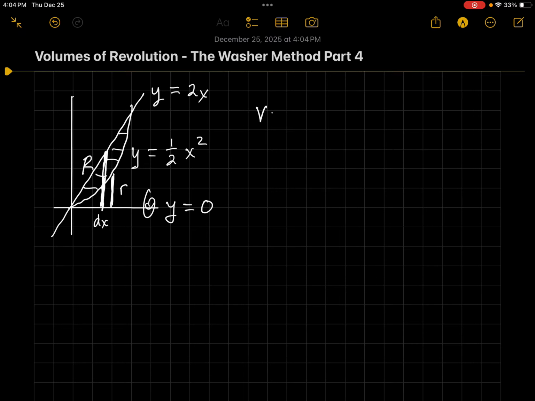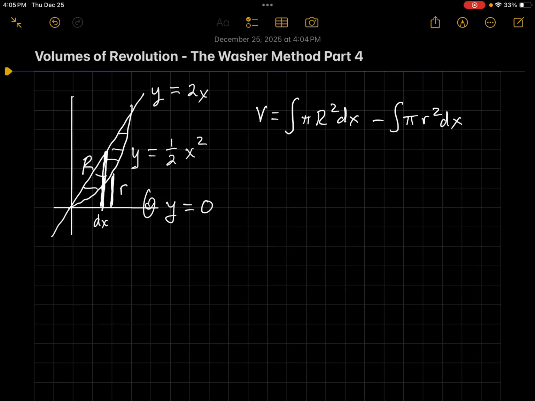So my volume will be the bigger cross sections minus the smaller cross sections. And there are a few things missing here. I'm missing the length of my radii, but I'm also missing the limits. So let's find the limits.